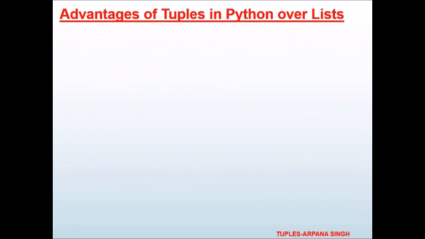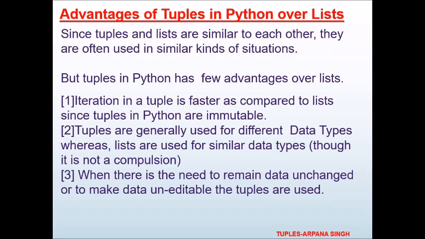So what are the advantages of tuples, or when do we use tuples over lists? Since tuples and lists are similar to each other, they can often be used in similar kinds of situations, but tuples have a few advantages for which we sometimes use them. That is, iteration in a tuple is faster because tuples are immutable, so Python knows that they are not changed, so they are faster as compared to the list.